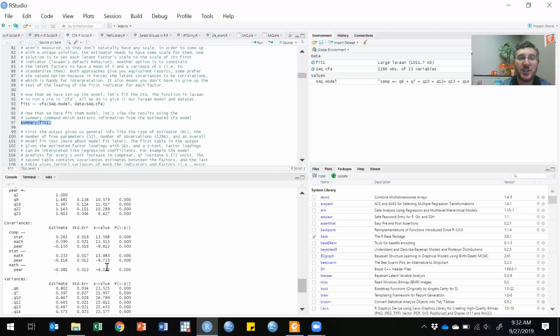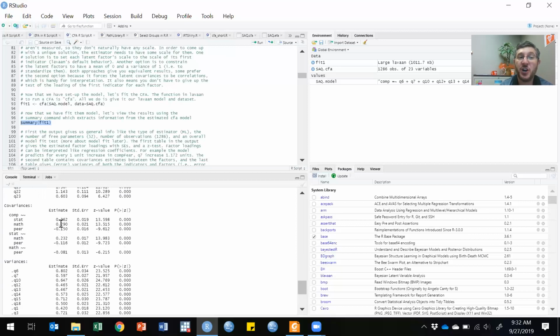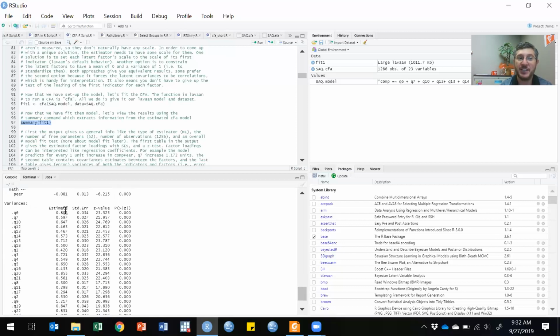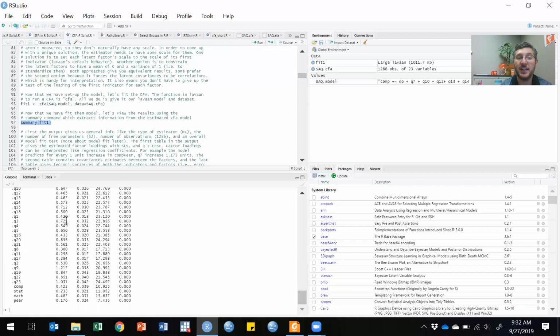So you get all your factor loadings here. You get your covariances between your factors. Now these are actual covariances. They're not correlations. If we standardize them, they would be correlations. And then here are your error variances for your indicator variables.